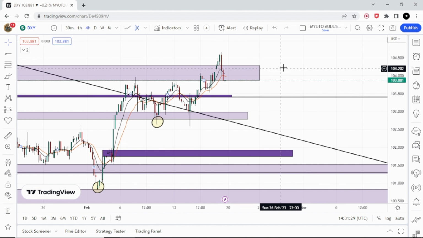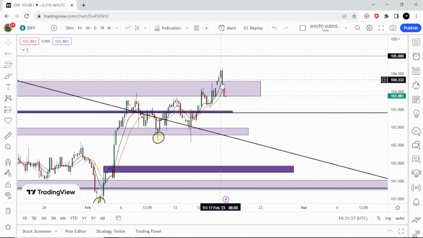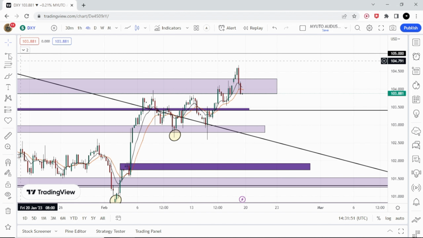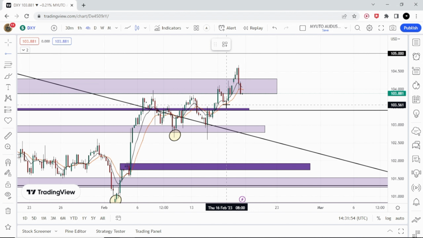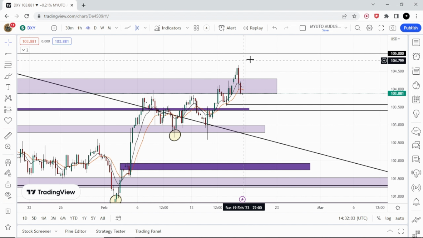From here, last week I anticipated price to come up to 105, which we are eventually heading for. Let us see how price develops on Monday. I'm expecting price to stay above 103.50. Let me have it marked out. I'm expecting price to stay above this level for us to continue being in a bullish trend. Let us see how price develops during the course of the week.